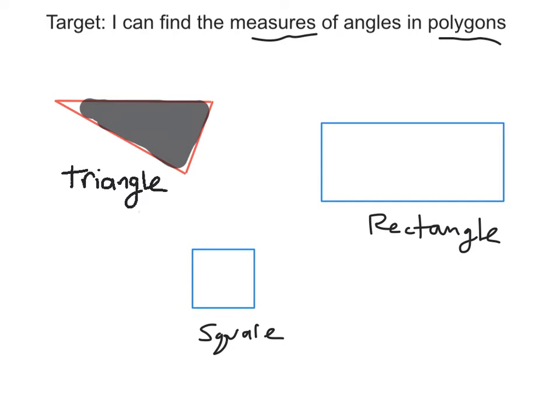A rectangle is another type of polygon. It has all right angles. And a square is another type of polygon that has all right angles and also all equal sides. So all sides are the same length.